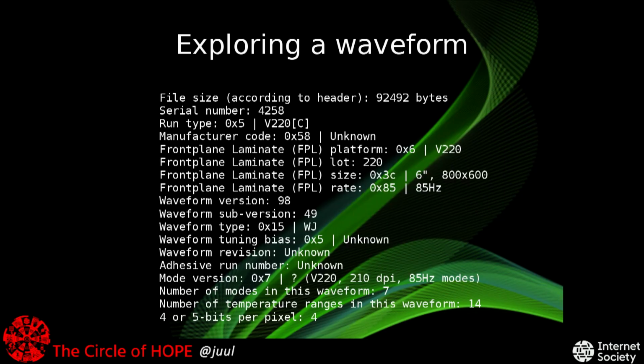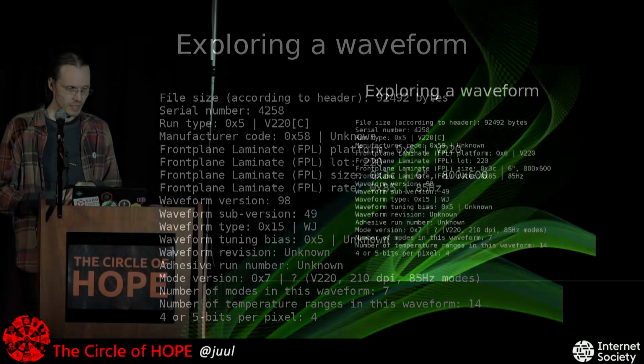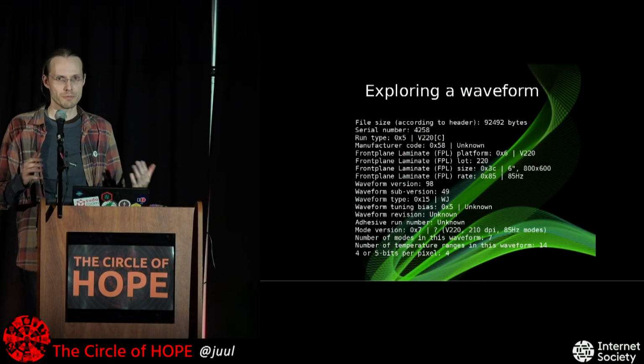So let's explore one of these waveforms, see what's inside of them. Here's what's in the header. We can see there's some interesting information about the display. It's an 85 hertz display. That doesn't mean that it updates 85 times a second. It means that the phases update. You have to send it a new phase 85 times a second. So if there's multiple phases, it'll be some fraction thereof.